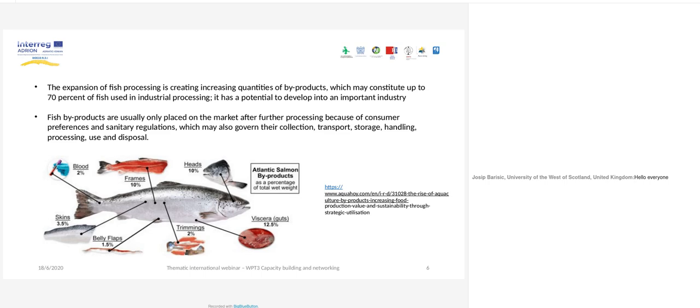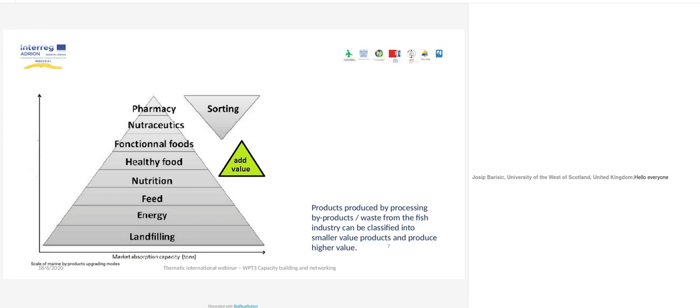Fish processing creates byproducts up to 70% of fish, like we said, and byproducts have an enormous potential for development into products. However, fish byproducts are usually not placed on the market due to poor consumer interest or because sanitary regulations restrict their use. Therefore, fish byproducts need upgrading. There are 2 main types of upgrading.